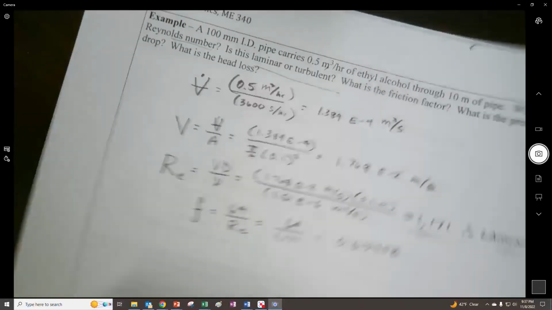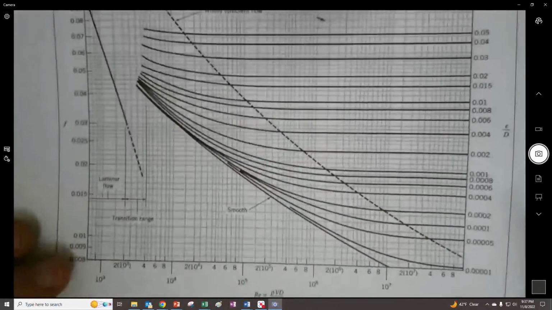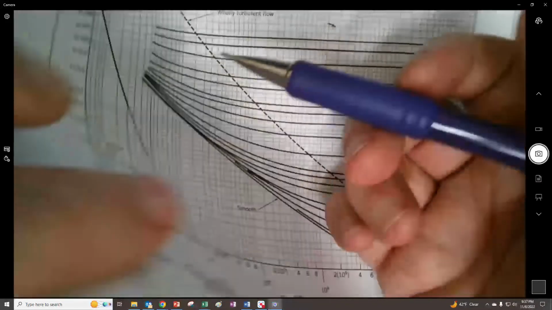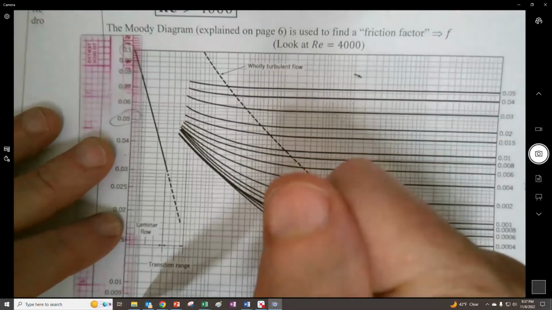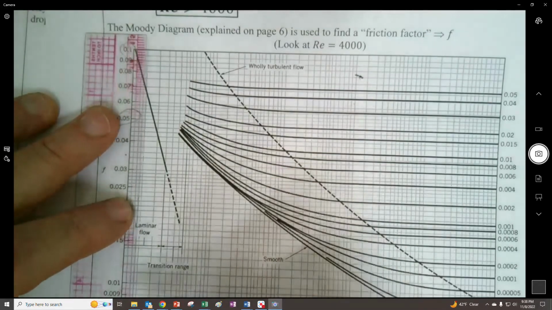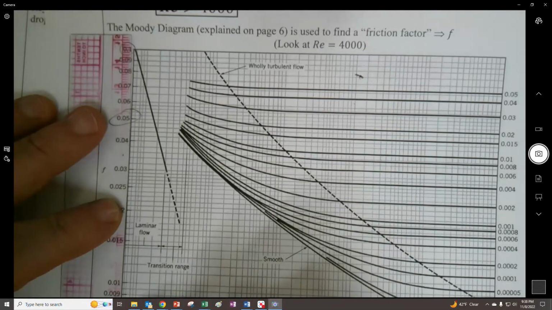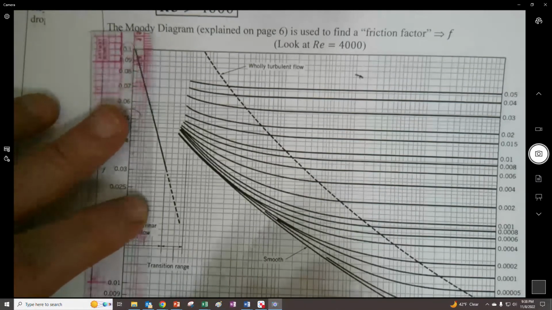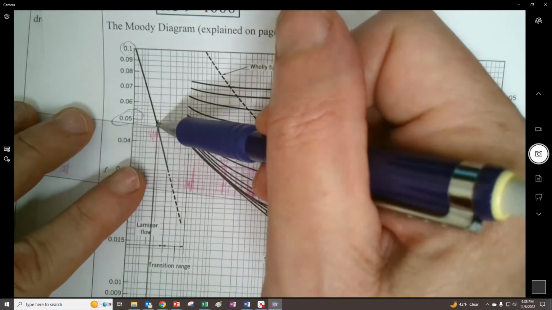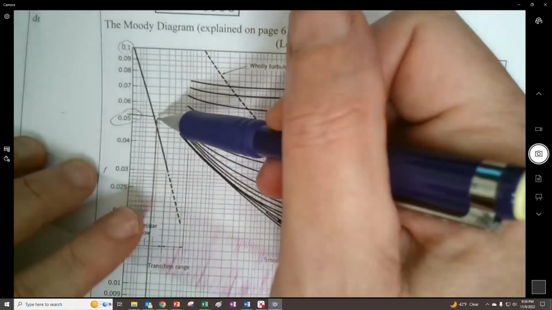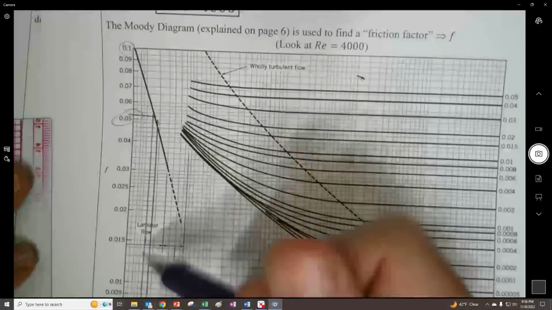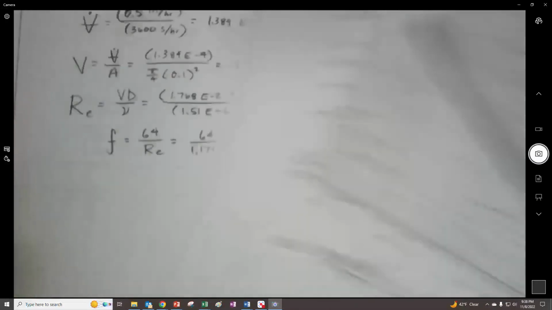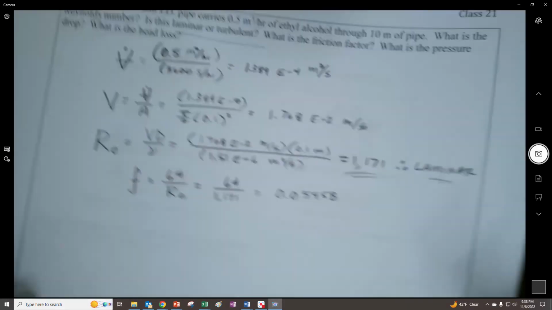It wouldn't kill us to take a look at the Moody diagram. In the previous example, we couldn't even find it on the Moody diagram. But in this case, we anticipate it to be around 0.05. Here is 1,000 and here is 2,000, so this is probably 1,500, somewhere right in there. I didn't draw that perfectly, but somewhere in that zone is a confirmation that we're in the right location.